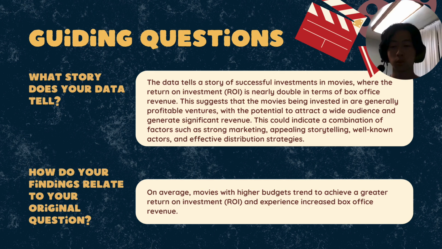Here are our guiding questions. What story does our data tell us? The data tells a story of a successful investment in movies, where the return on investment is nearly doubled in terms of box office revenues. This suggests that the movies being invested in are generally profitable ventures with the potential to attract a wide audience and generate significant revenue. This could indicate a combination of factors such as strong marketing, appealing storytelling, well-known actors, and effective distribution strategies. Our second question is, how do your findings relate to your original question? On average, movies with higher budgets tend to achieve a greater return on investment and experience increased box office revenue.